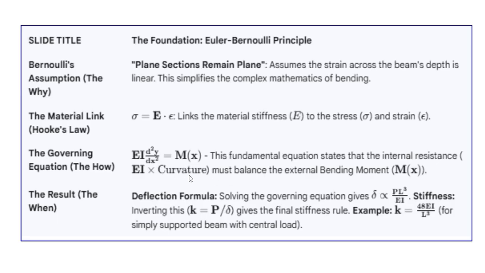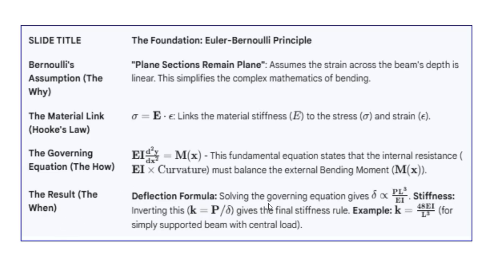So for the curvature it comes as d square y by dx square, which must balance the external bending moment. This is the internal material property. EI is the stiffness multiplied by the curvature, and it should balance the external bending moment Mx. Then only will the structure be in equilibrium and safe.